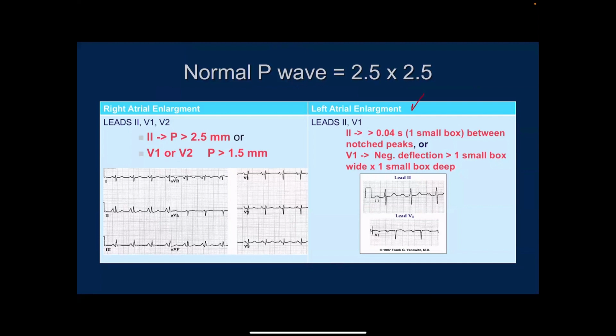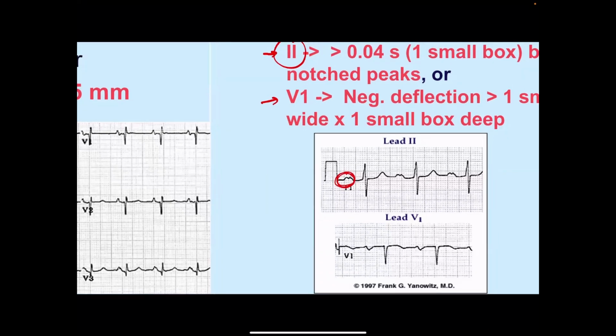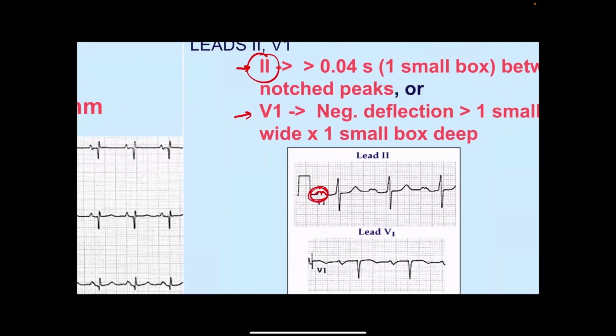For left atrial enlargement, we look at leads 2 and V1. On lead 2, you will see the M that we talked about, and the space between the two notches is at least 1 square. So you see the M sign, which is this one.